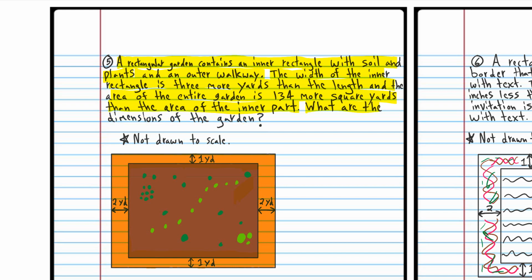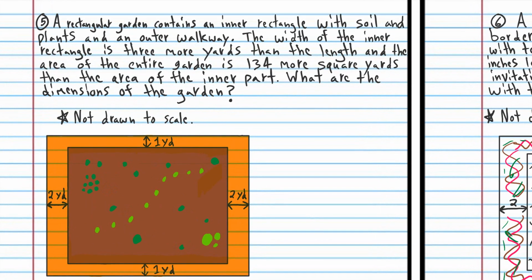So I know what you're thinking. You're thinking this is really difficult, or it sounds really difficult, but this problem really is not that difficult, as you'll see when we do this problem. So we're going to start with this information. The area of the entire garden is 134 more square yards than the area of the inner part. So let's write that down.